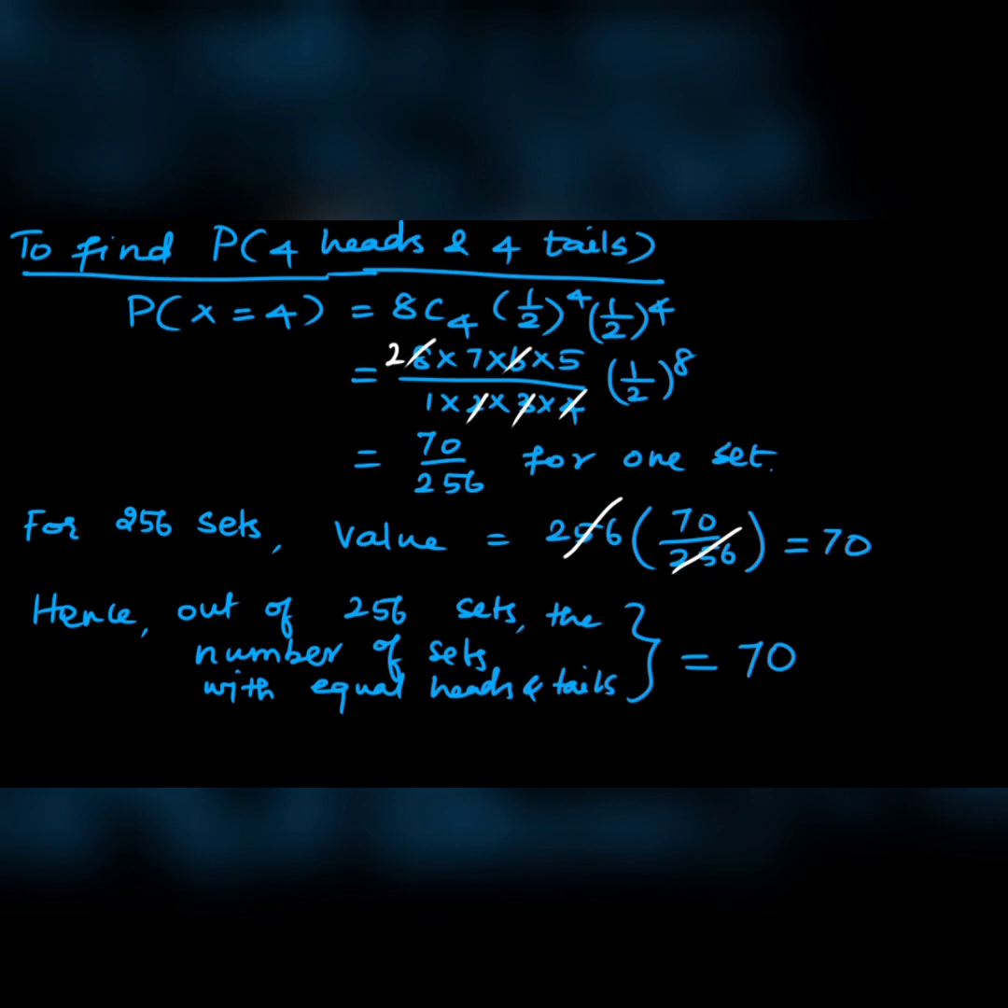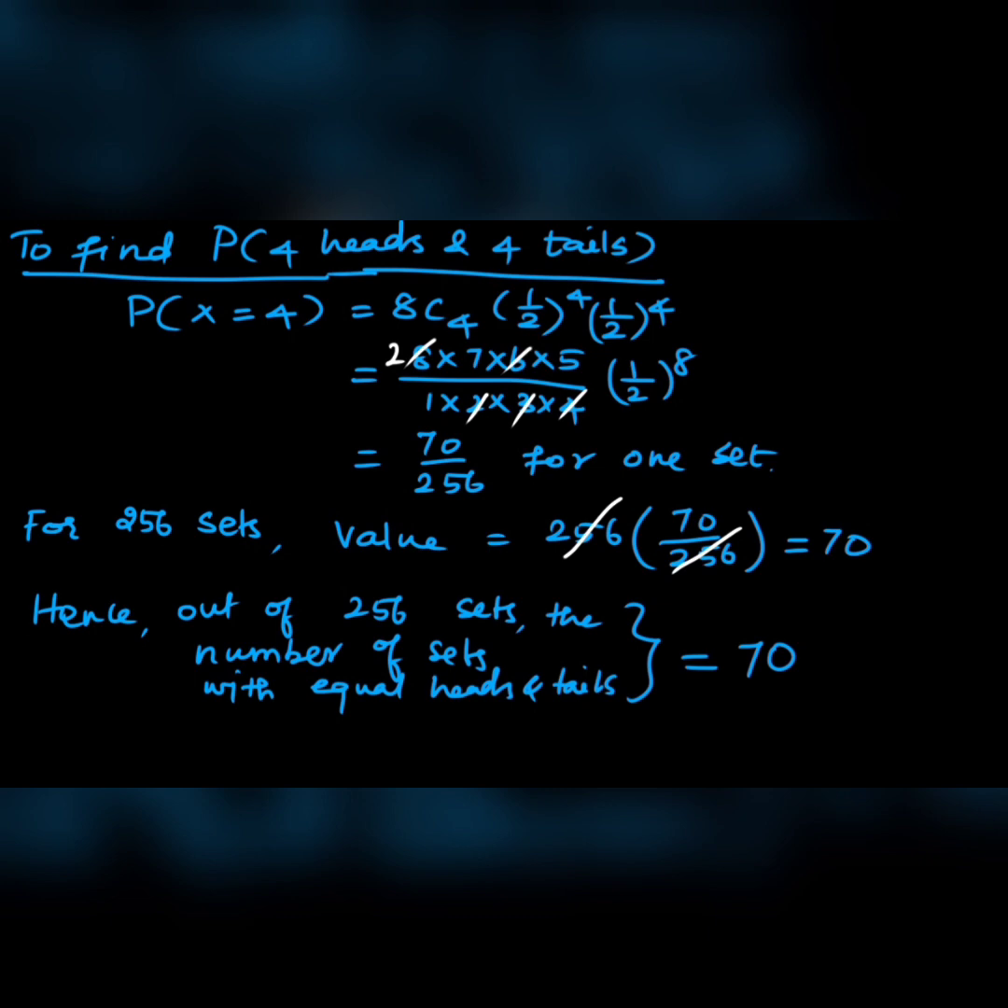The actual question is: out of 256 sets, we have to find in how many sets equal numbers of heads and tails occur. Here 70 by 256 represents, in one set, the portion of chances of getting equal heads and tails. So for 256 sets, we just have to multiply by 256. That is 256 into 70 by 256. Cancelling 256, we get 70. The meaning is, out of 256 sets, the number of sets with equal heads and tails is 70 sets.